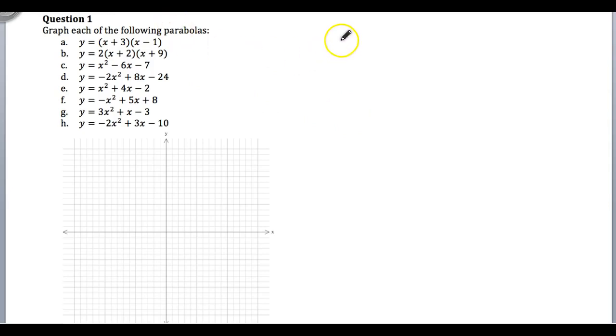For question C, it's in expanded form, x squared minus 6x minus 7. As it is, I can tell two things. It's a positive parabola because the coefficient of x squared is positive, and the y-intercept is -7. Remember, whenever you've got a constant, that's your y-intercept. You can factorize it now to find the x-intercepts, or you can find the turning point, it doesn't really matter. I might just do the turning point first.